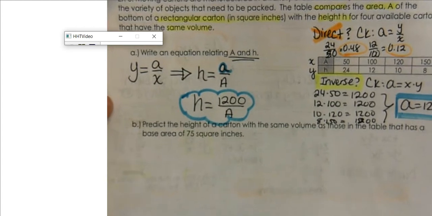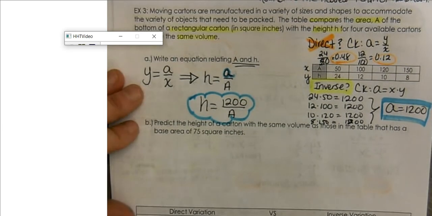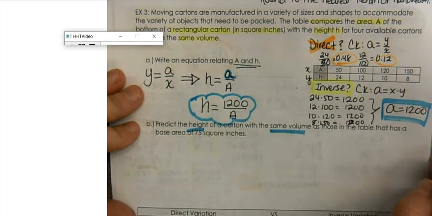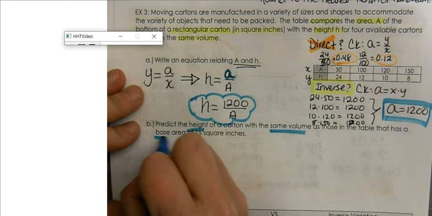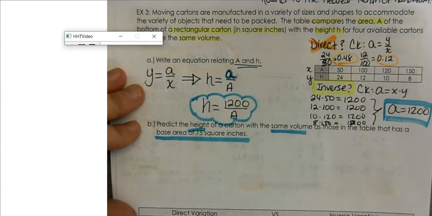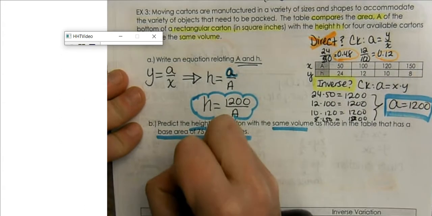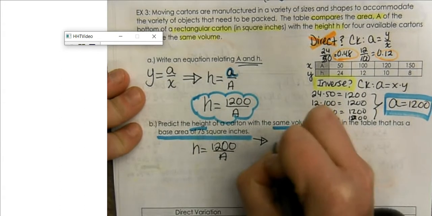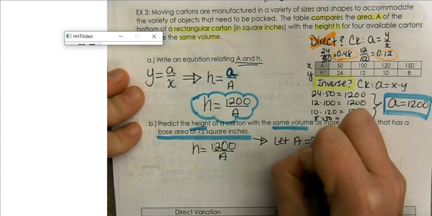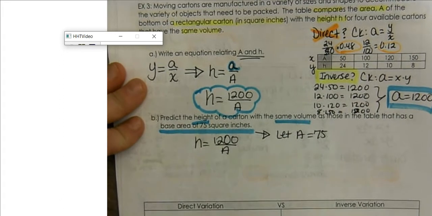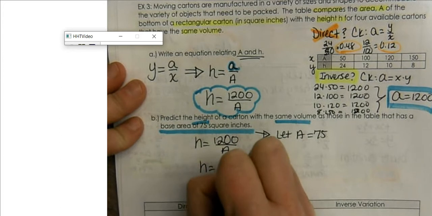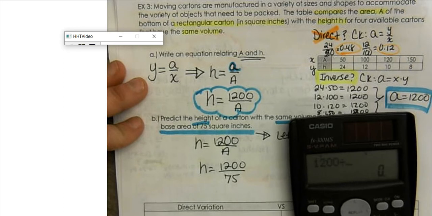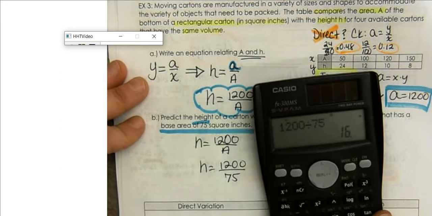So now I want to use this model to predict the height of the carton of the same volume as those in the table with the base area of 75 square inches. So what that means is I'm going to write H is equal to 1200 divided by A, but I'm going to let A equal 75. So I'm going to write H is equal to 1200 divided by 75. And I'm going to put that into my calculator. And what I end up getting is the number 16.